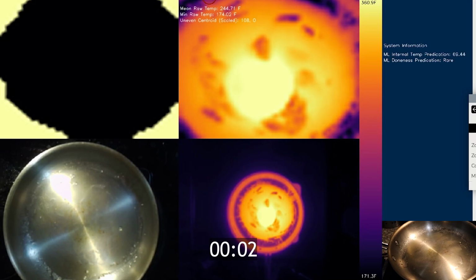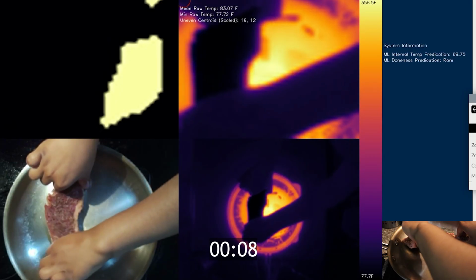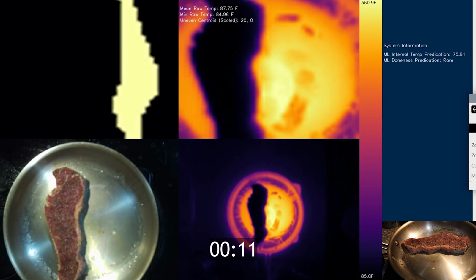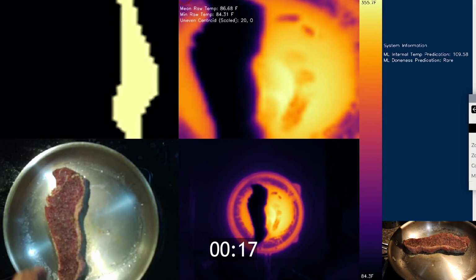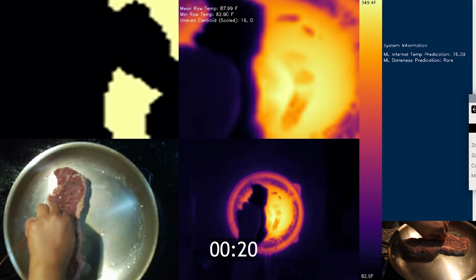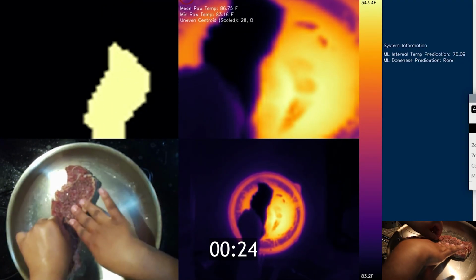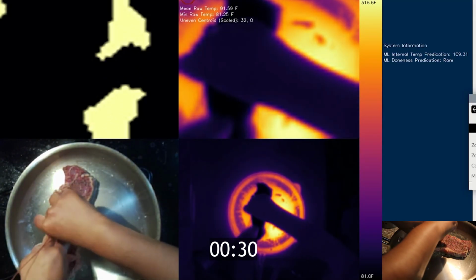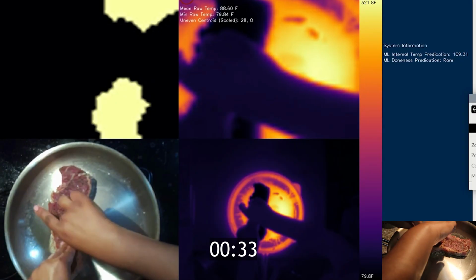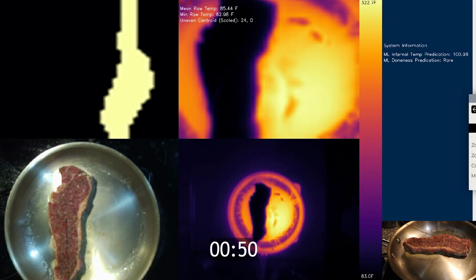Here, we show the system in motion. The pan is already preheated, and a piece of steak is placed into the pan. In order to collect ground truth data for machine learning, we insert a thermocouple into the steak, particularly in the middle layers, in order to measure the internal temperature. In the interest of time, we have now sped up this remaining part of cooking.